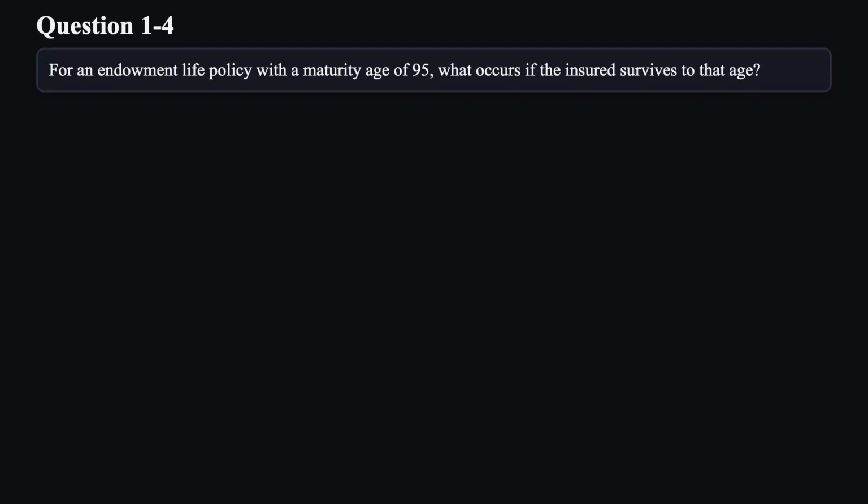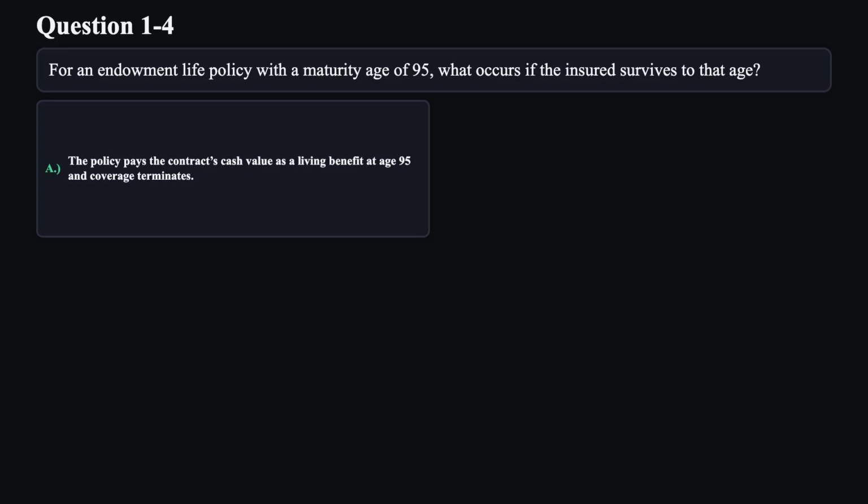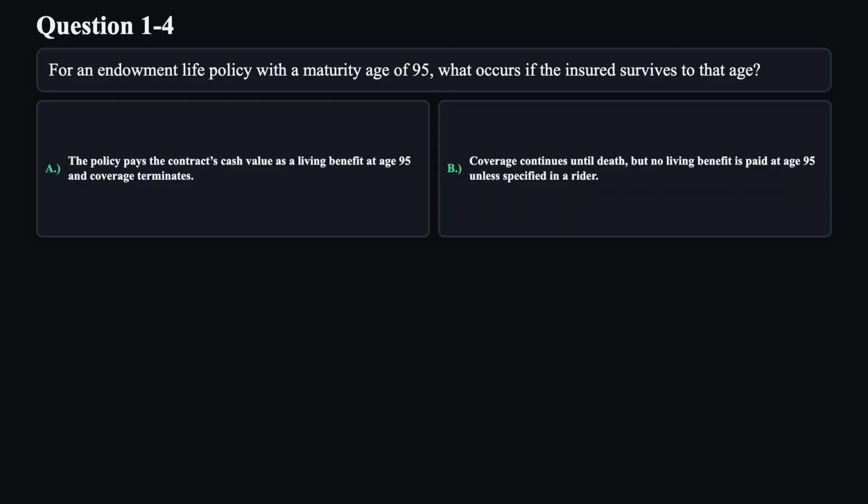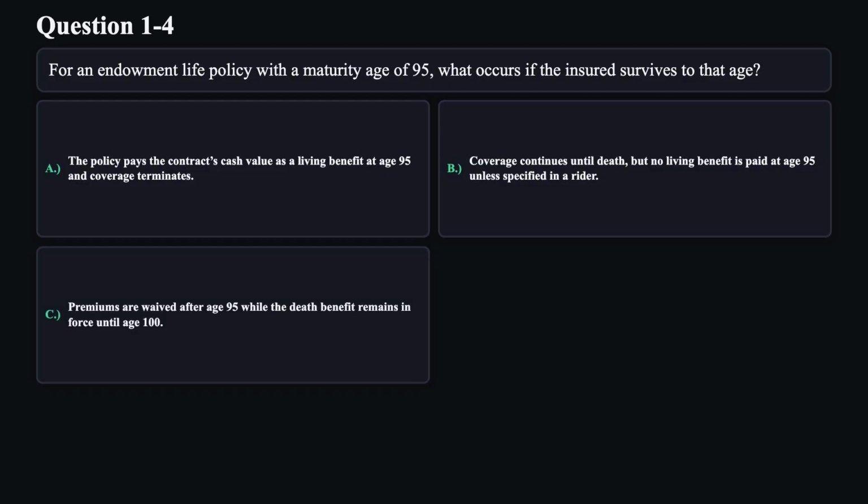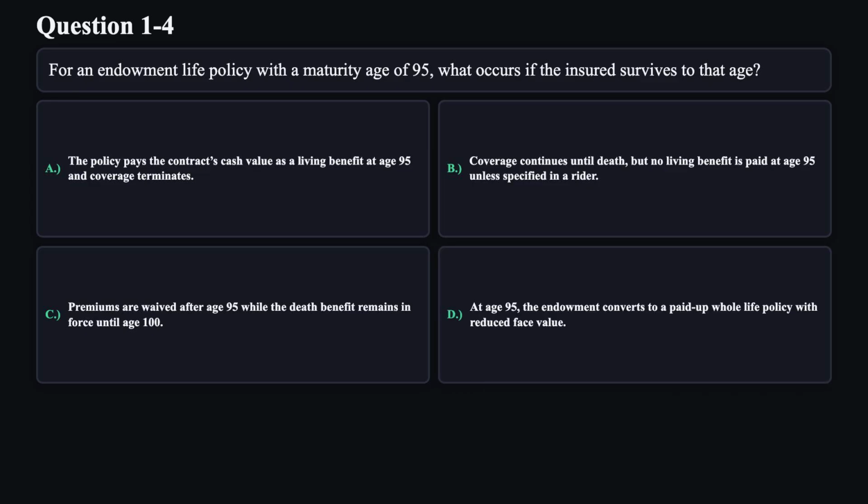Question 4. For an endowment life policy with a maturity age of 95, what occurs if the insured survives to that age? A. The policy pays the contract's cash value as a living benefit at age 95 and coverage terminates. B. Coverage continues until death, but no living benefit is paid at age 95 unless specified in a rider. C. Premiums are waived after age 95 while the death benefit remains in force until age 100. D. At age 95, the endowment converts to a paid-up whole life policy with reduced face value.